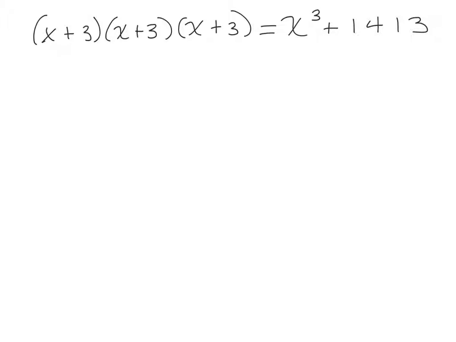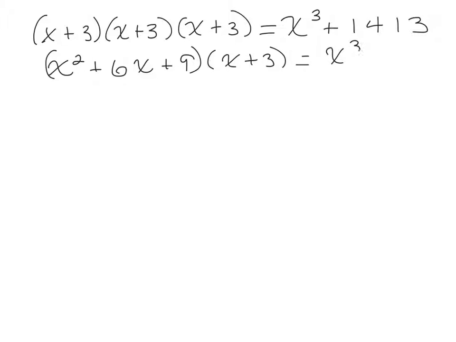Multiplying the first two parentheses together, we'll just use our FOIL technique. We have x squared plus 6x plus 9. But that still has to be multiplied by x plus 3. And that's going to be equal to x cubed plus 1413. Not much else we can do right here. Okay, now let's distribute the x and then just distribute the 3.